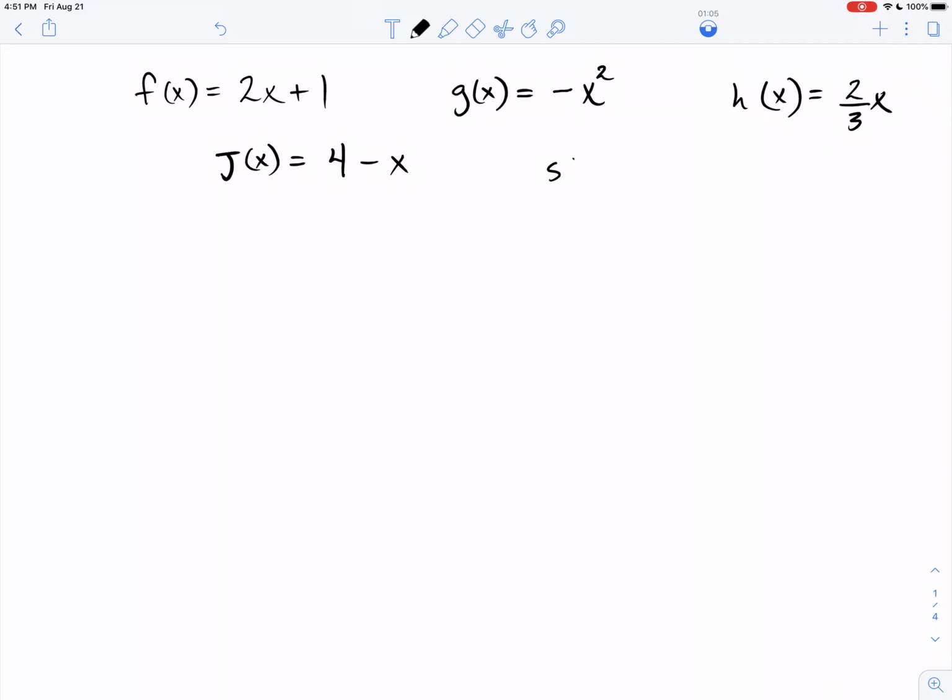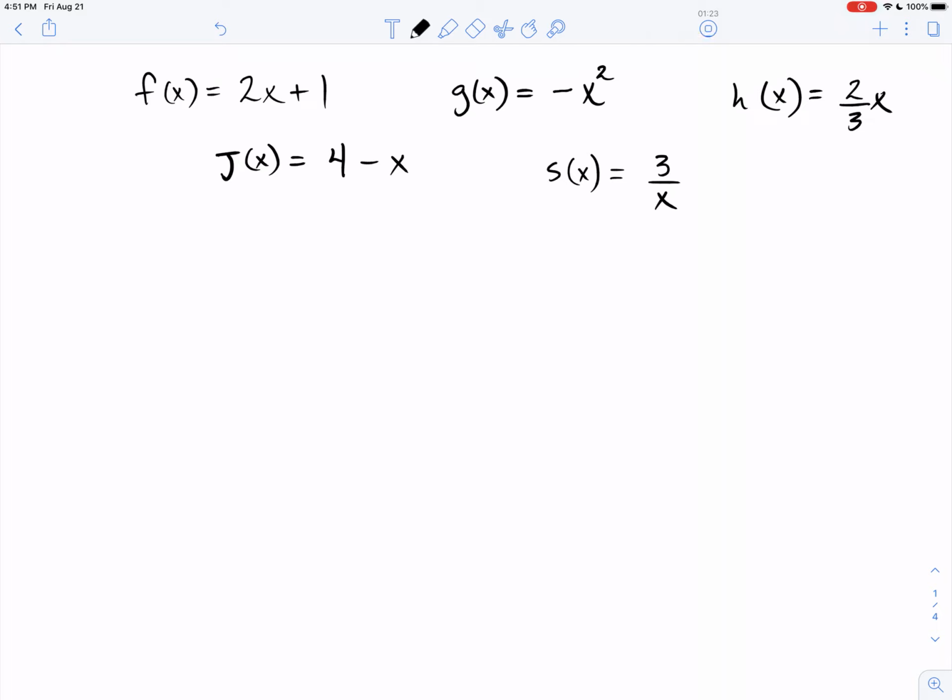And then I'm going to do one last function. I'll call it s. So function s, what the heck? Let's make this one do 3 over x. That's what its job will be. Okay, so here we go.